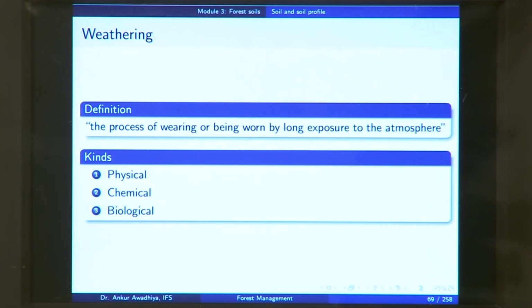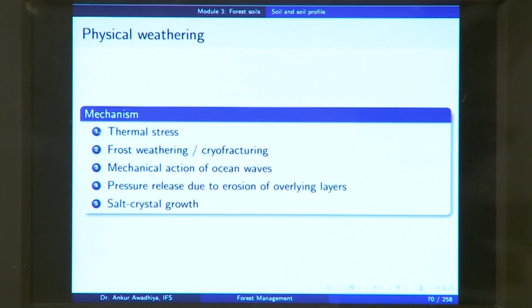There are 3 kinds of weathering. We can have physical weathering, chemical weathering or biological weathering, and we will look at all 3 of these in more detail now. So, physical weathering can occur because of these 5 main mechanisms. We can have thermal stresses, frost weathering or cryofracturing, mechanical action of ocean waves, pressure release due to erosion of overlying layers and salt crystal growth. So, how does thermal stress lead to weathering?